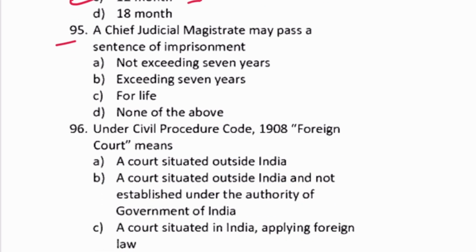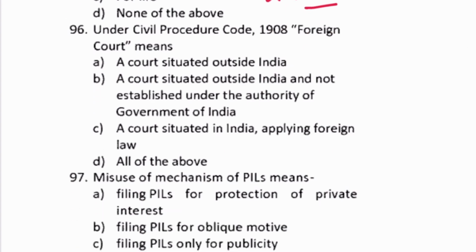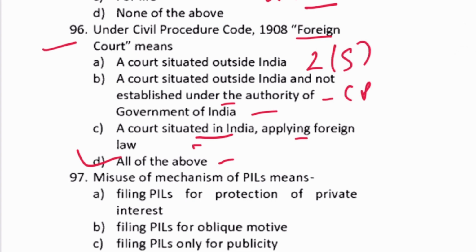Next 95. A Chief Judicial Magistrate may pass a sentence of imprisonment not exceeding 7 years. A is the answer. It is mentioned in section 29 CRPC. Next 96. Under CPC, foreign court means a court situated outside India and not established under the authority of India, and courts situated in India applying foreign law. All of the above. D is the answer. The definition of foreign court is mentioned in section 2(5) of CPC.